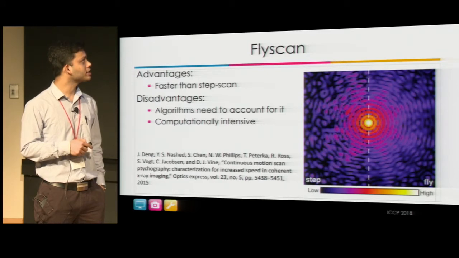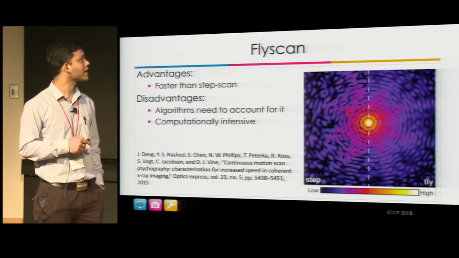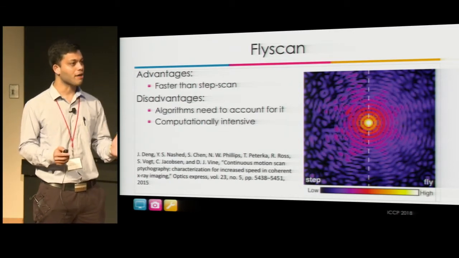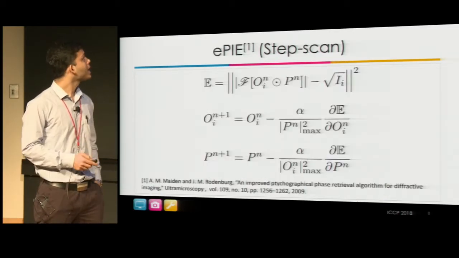If you look at this image on the left, you have the diffraction pattern as you'd collect in a step scan, and you can clearly see the speckle patterns here are very distinct. But when you look at the diffraction patterns in fly scan, you see that the speckle patterns are more or less averaged over the fly area.